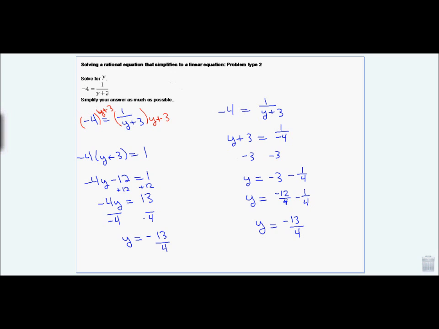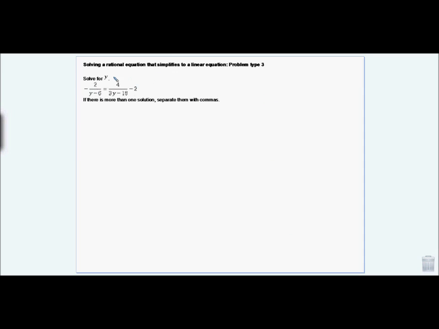Okay. For our next type of problem, we've got a lot going on here. I have a y minus 6 in one denominator. That equals 4 over 3y minus 18 in another denominator, and then I have this whole number, 2. What I'm going to do is put my two fractional terms together. So I'm going to subtract this 4 over 3y minus 18 from both sides.